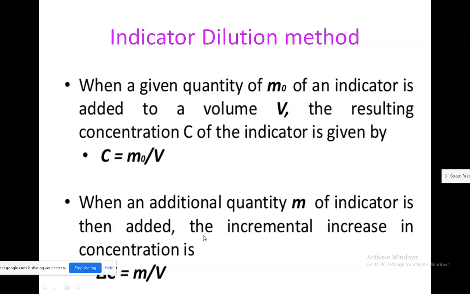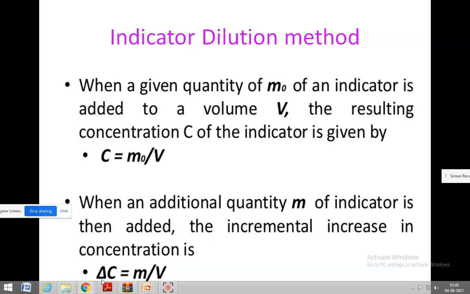If you add some more quantity of indicator to the same blood, then it will be represented by del C equal to m by V. Instead of m naught, you will be using m. So this is the change in concentration level of the indicator, because we are adding some more quantity of indicator to the blood.